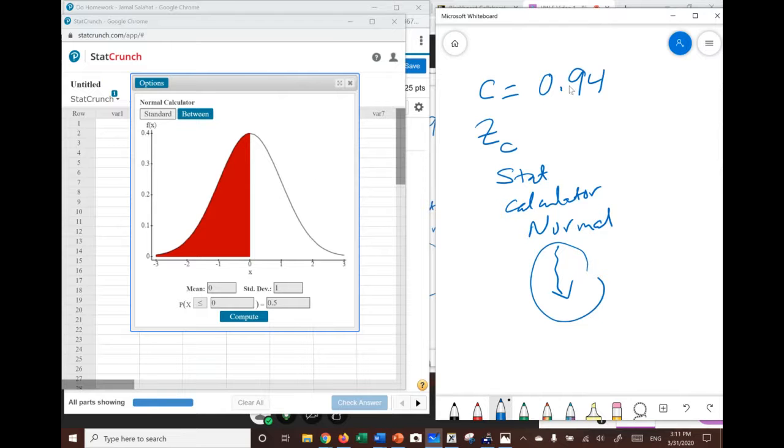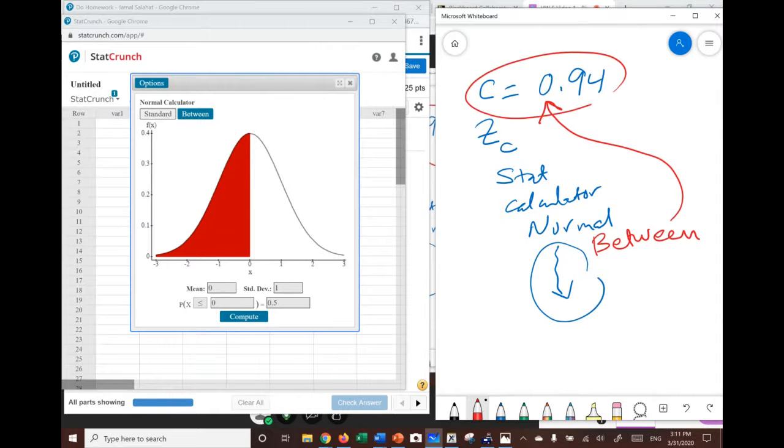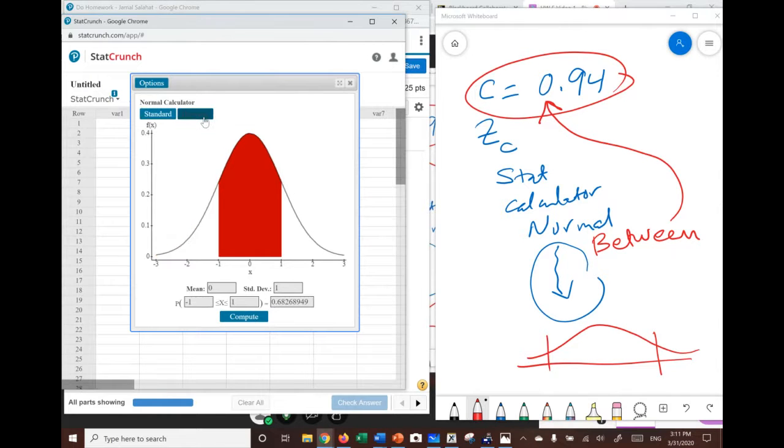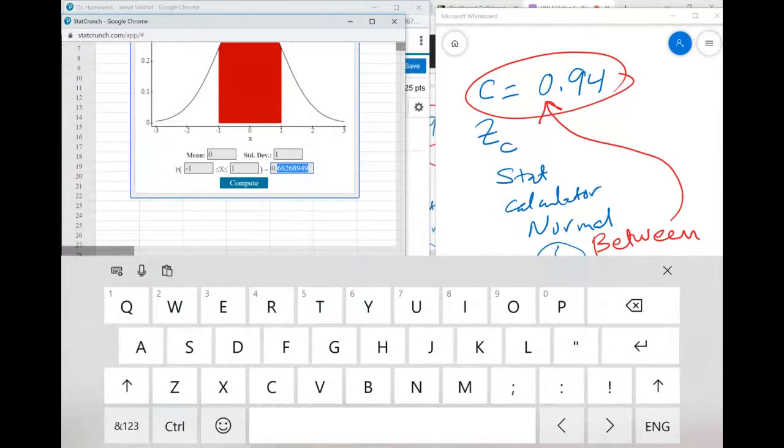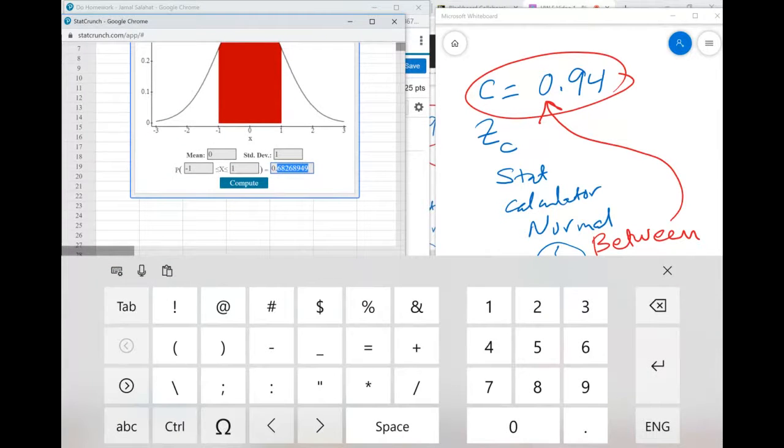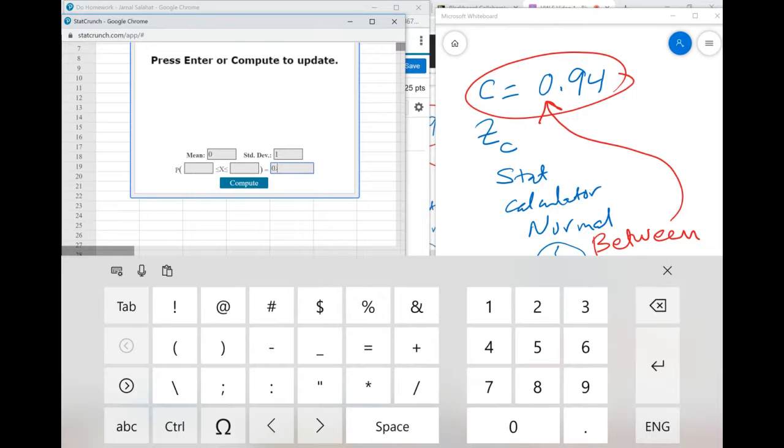The only thing you really need to do is make sure that you press Between, because always when we talk about confidence intervals, the interval is between. So in this case, make sure you press the Between key. Then you fill in the last box with the confidence level, which in this problem is 0.94. It is already there, so 0.94.